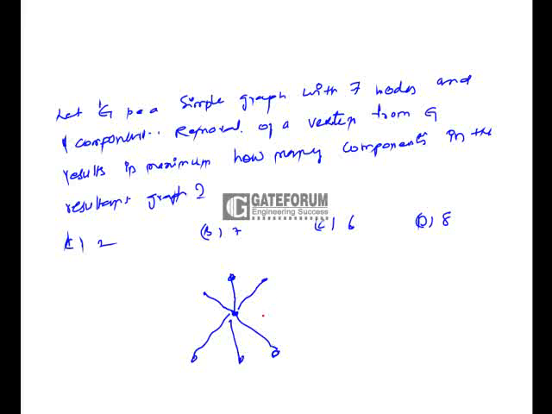This is a star graph with 7 nodes. If we delete this center one, we will be getting 6 components. So this is the maximum number of components which we can get upon the deletion of one vertex. So here correct option is option C.